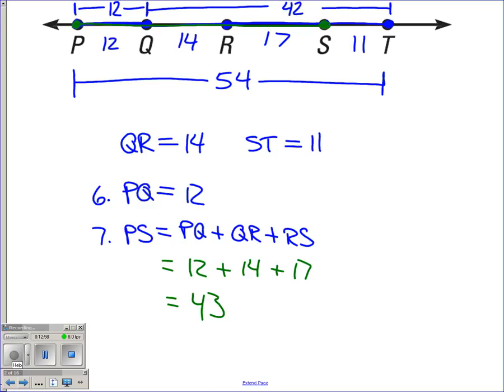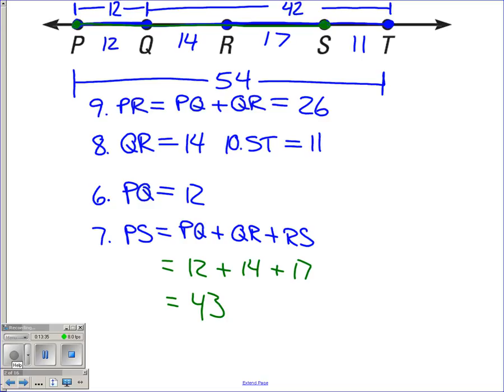Let's take a look at number 8, Q to R. Again, number 8 we answered a while ago without knowing it. QR is 14. Number 9, P to R. Well, for 9, PR is equal to PQ plus QR. Again, 12 plus 14, that's 26 units. Number 10, we've already answered. Segment ST has a length of 11.